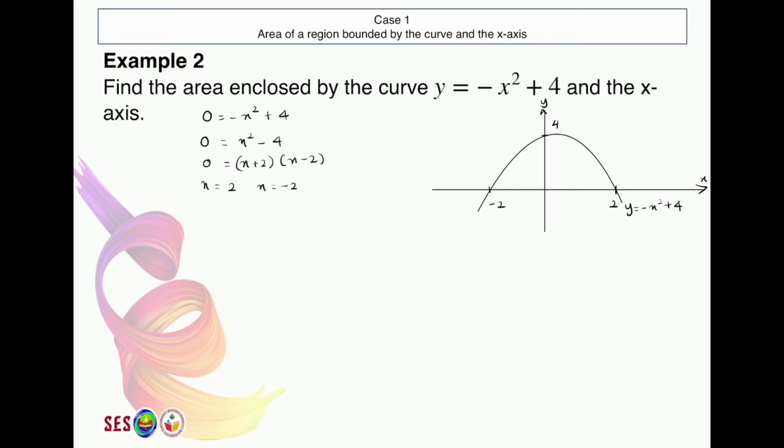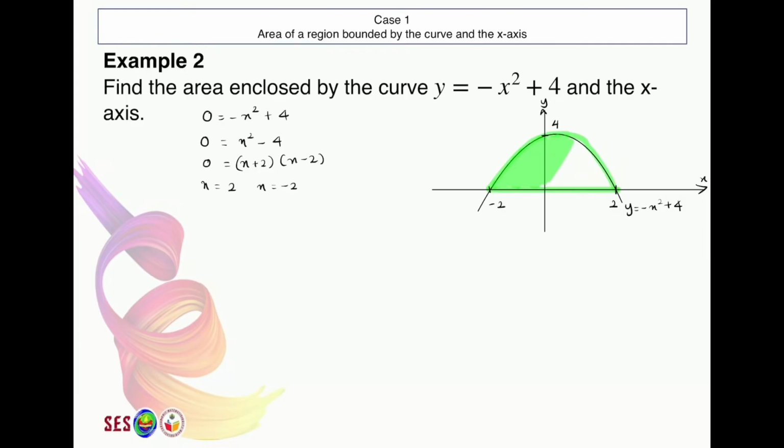Okay, so the question states that we need to find the area enclosed by the curve and the x-axis. So let me just highlight. So this is the curve, okay, and this is the x-axis. So where is the area enclosed? So the area enclosed is the area in between. So the area that I am shading right now. So that is the area which you need to find.